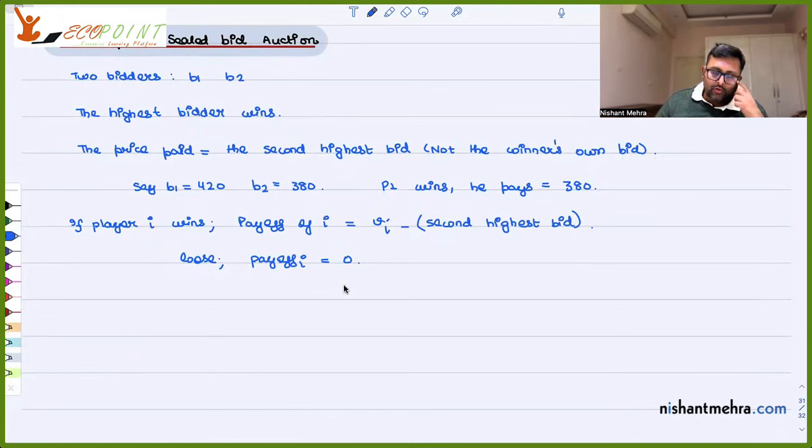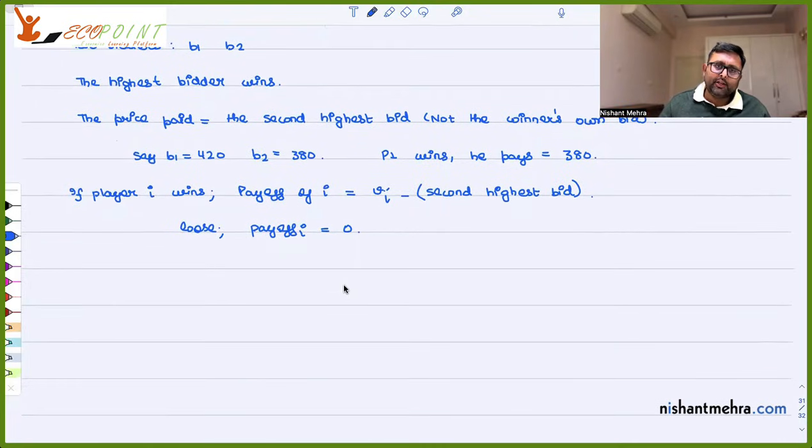Now we will show, although I'll be using one simple numerical example to explain the point. So this is not a mathematical proof, but you will understand what exactly it means. If my valuation is VI, I should be bidding VI only. That is my dominant strategy. In fact, a weakly dominant strategy.